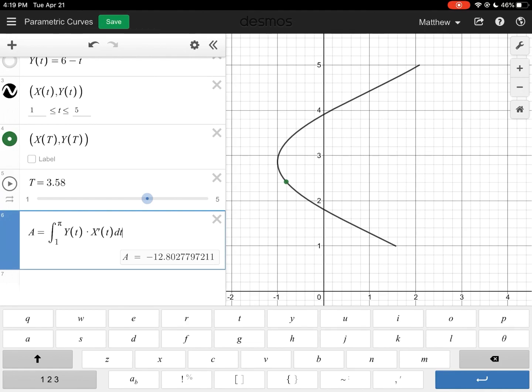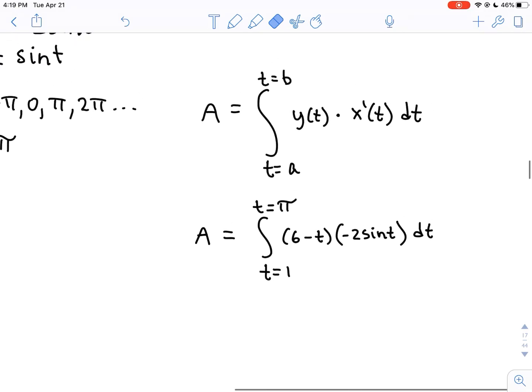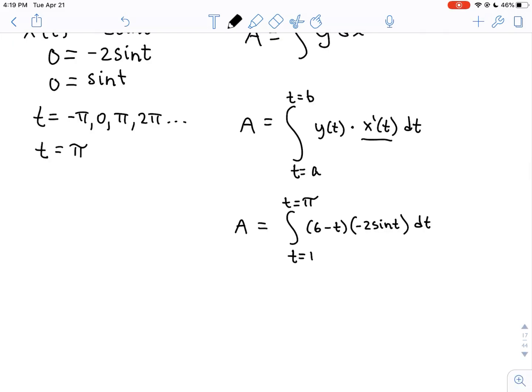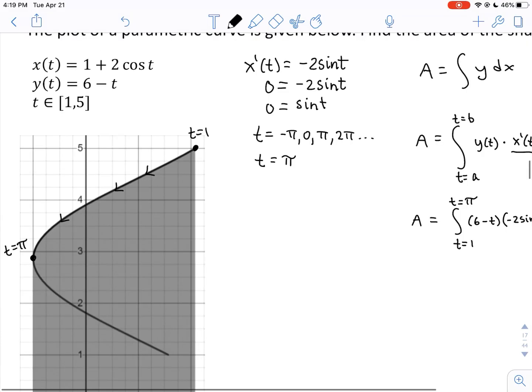Let's talk about why that is. The reason this is negative is because on this interval from 1 to pi, the graph is drawing itself backwards. So there are several ways to fix this issue. This function x prime is negative on this interval because this curve is drawing right to left. That means x is decreasing.